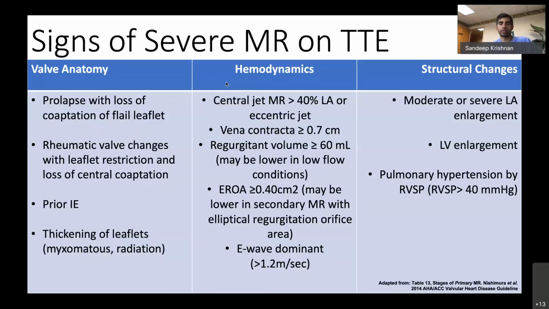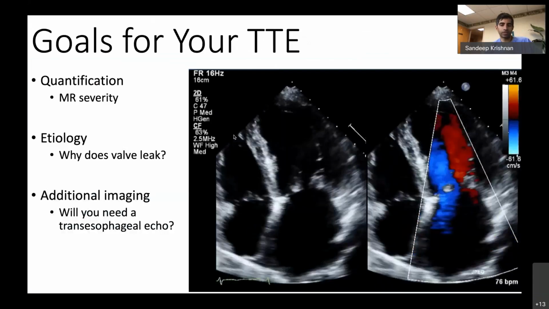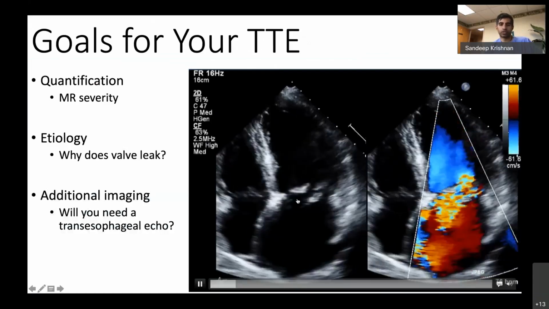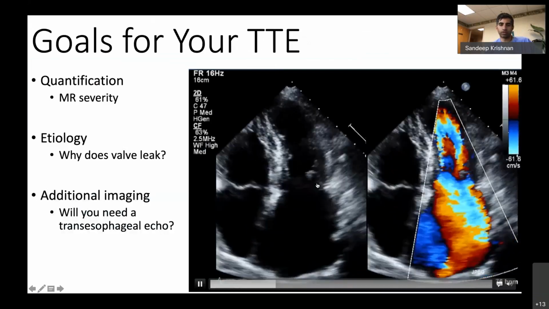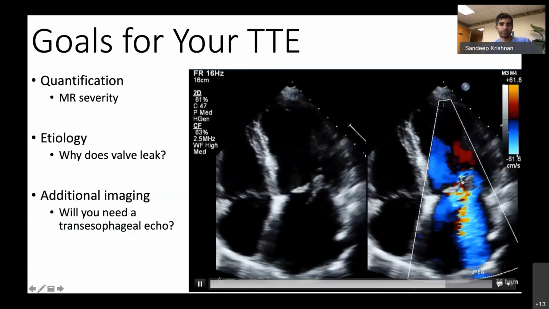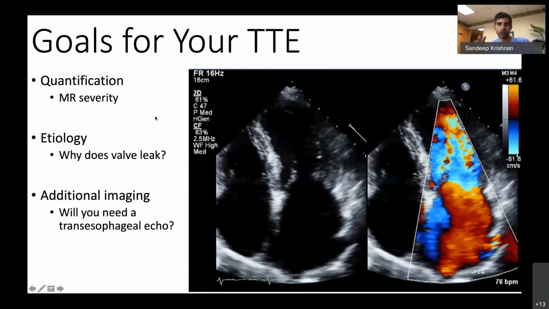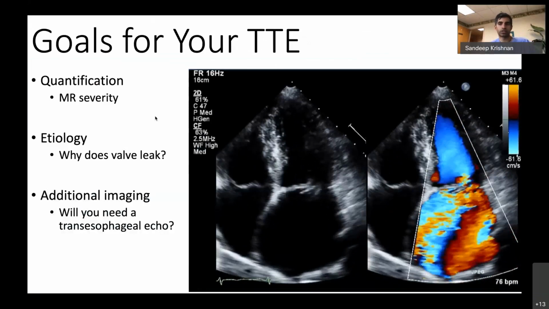LV enlargement can be seen, but it's not always seen because it depends on how early you find the MR. And pulmonary hypertension or elevated RVSP will be another issue. So obviously here, you see the issue. You can see that there's a flail anterior leaflet. They've used color compare here. But the question you want to ask is, don't just focus on the color, because our eyes always just go to the color.